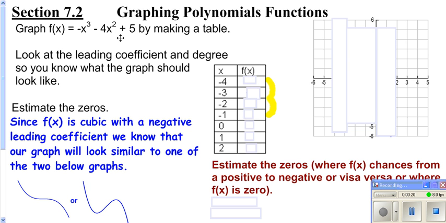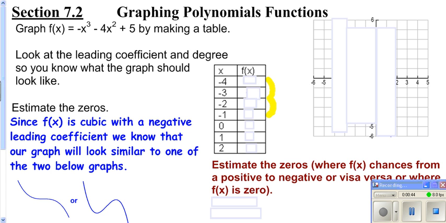We know we can't use the idea of a slope and y-intercept because it's not an equation of a line, because we have exponents higher than 1. Now, we want to look at our leading coefficient and our degree to tell us the basic shape of this graph. Since it's going to the third power, it's an odd degree, so it's got to go up on one side and down on one side.